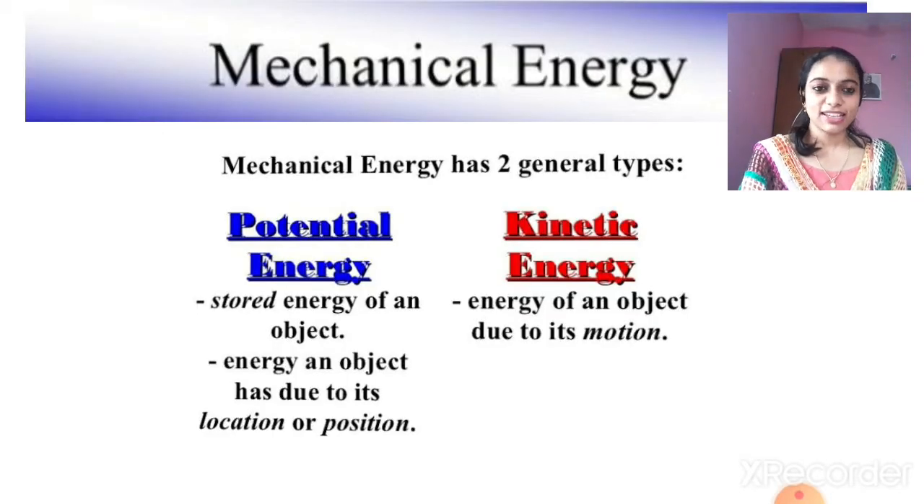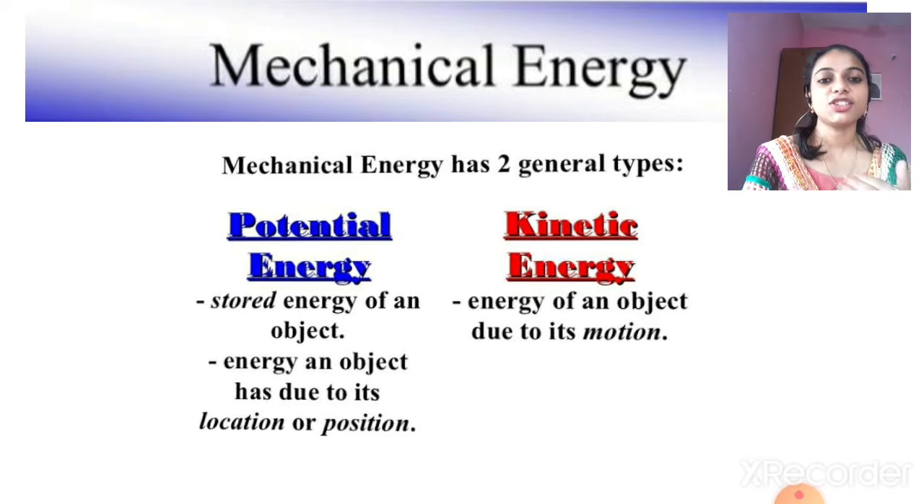First thing is mechanical energy. Mechanical energy is of two types: potential energy and kinetic energy. Potential energy is the stored energy of an object. If any object is at rest or in a particular position, it possesses some energy in order to be in that position. So the stored energy in an object is known as potential energy. That is, the energy an object has due to its position or location is known as potential energy. And the second type is kinetic energy.